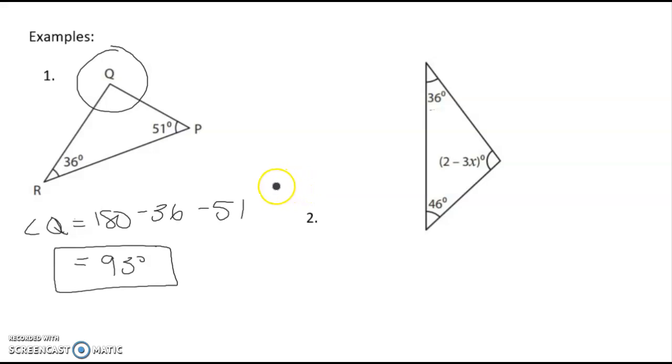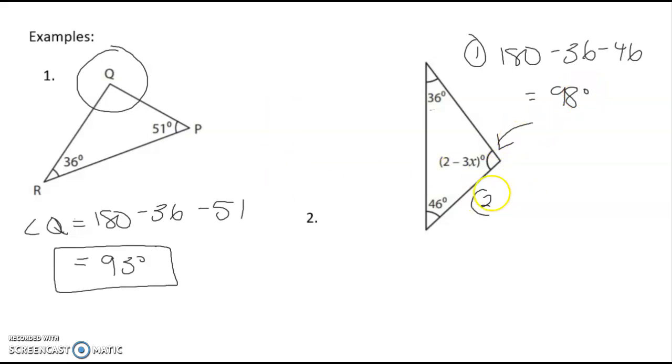For number 2, this one's a little bit trickier, okay? But we still know that the inside of a triangle has to equal 180 degrees. So we're going to start with the ones that we know, okay? This one's a little bit different, so let's see what we got. So first step, let's figure out how much this angle is. Okay, so you start with 180 and you subtract the givens. We're going to subtract 36 and 46. So minus 36 minus 46. And that tells us that we have 98 degrees left for this angle.